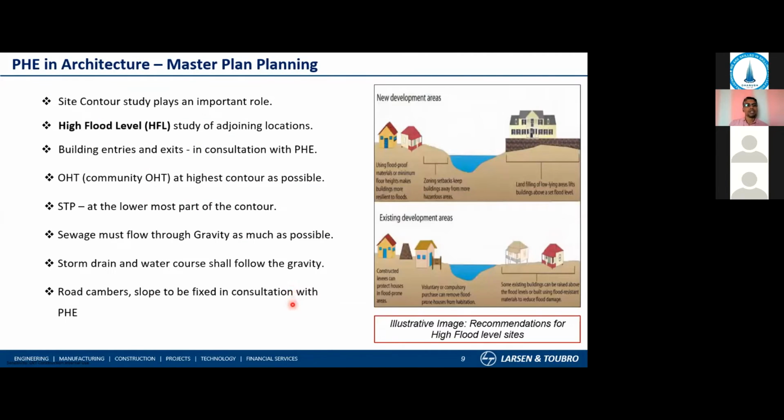Okay. So the next thing is on the master plan: what the architect majorly has to review, and how they have to plan. Primarily they have to do the contour study of that area, which plays an important role, because the contour will tell them how the terrain is planned and placed, and where the facilities they are going to plan in that terrain can be located.